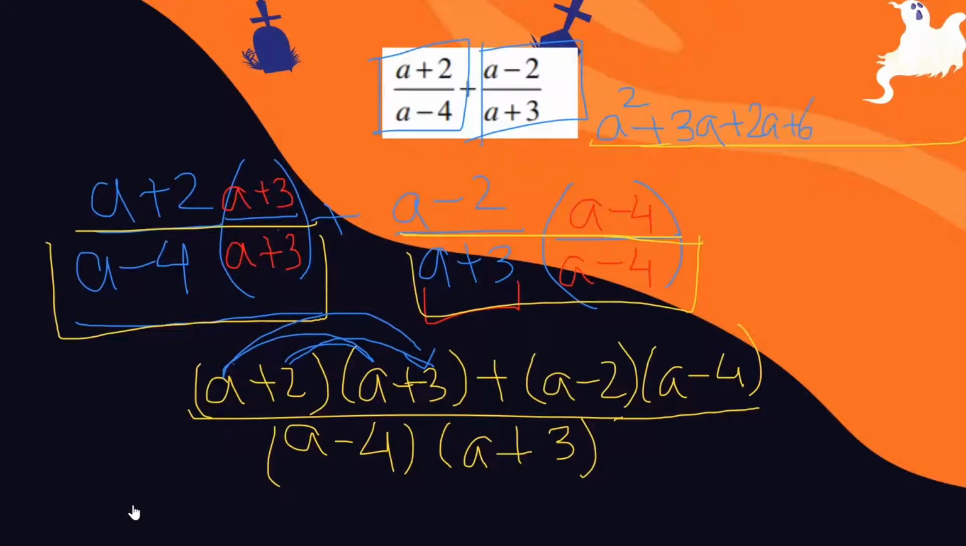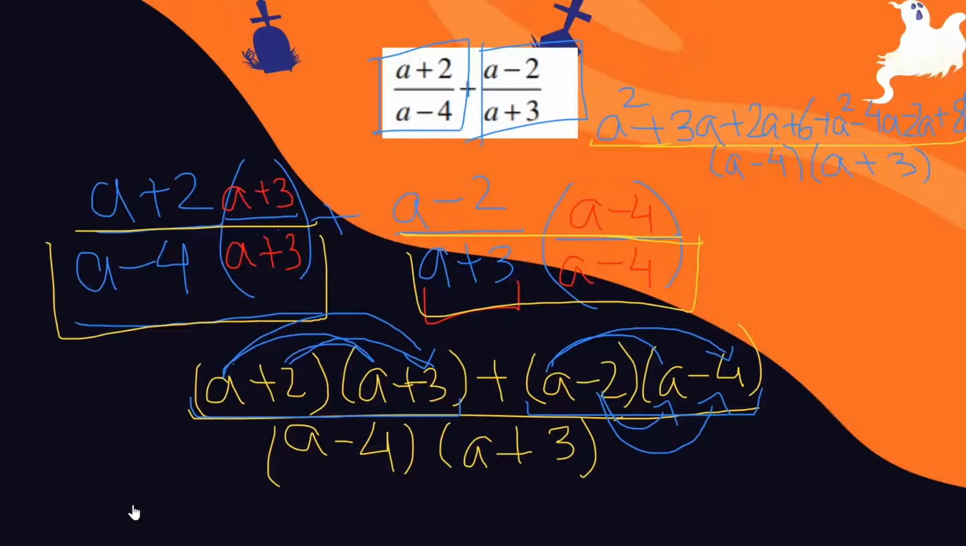And once I'm done with this first part, I should be doing the second part of foiling. You do the same thing, you foil a times a times negative 4. A times a gives me plus a squared. A times negative 4 gives me negative 4a, right? And I do the same thing with the negative 2. Negative 2 times a gives me negative 2a, and negative 2 times negative 4 gives me positive 8, right? And when I have done that, I just write out my denominator. Notice how I'm not really doing anything to the denominator in terms of the fact that I'm not foiling that.